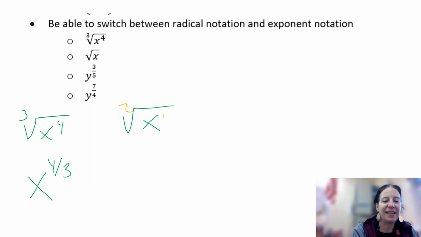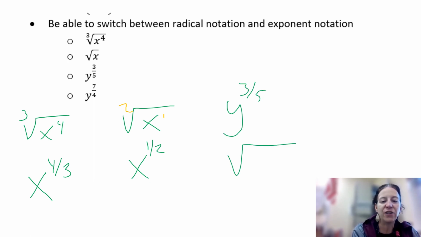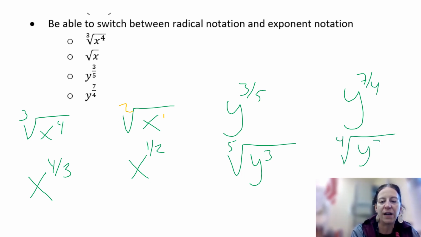And so this one ends up being x to the 1/2. This one here, y to the 3/5, you're just going in the other direction. So this would be the 5th root of y to the 3rd. And y to the 7/4, that would be the 4th root of y to the 7th. You can simplify the 4th root of y to the 7th, but it does not say anything about simplifying.